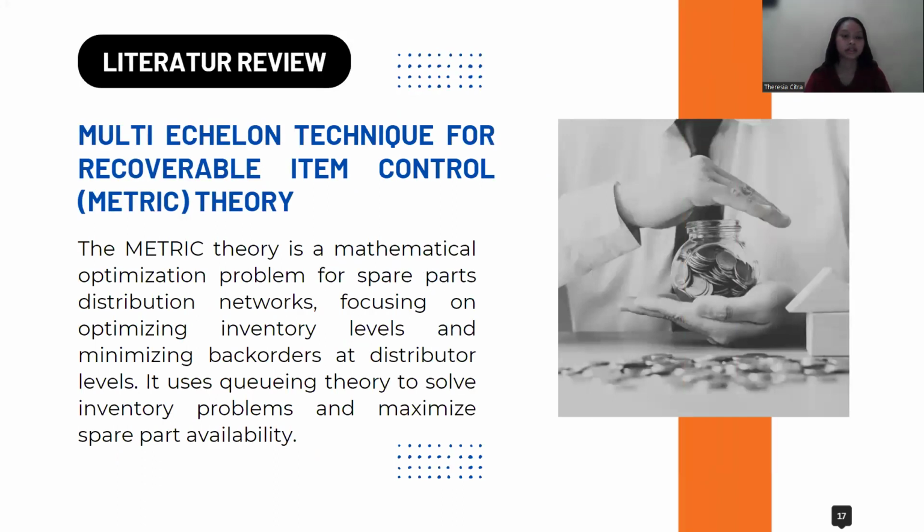And then the next literature review is about the multi-echelon technique for recoverable item control, or METRIC theory. The METRIC theory is a mathematical optimization problem for spare parts distribution networks, focusing on optimizing inventory levels and minimizing back orders at distributor levels. It uses queuing theory to solve inventory problems and maximize spare part availability. Next slide, please.